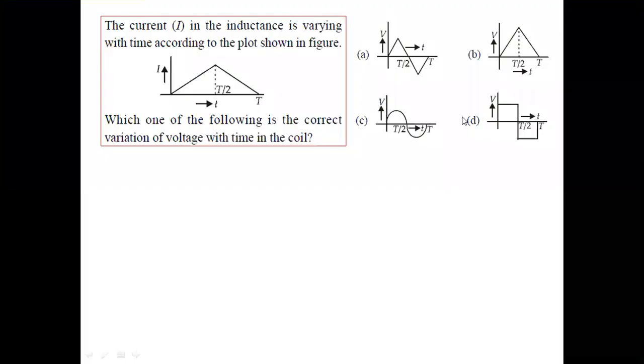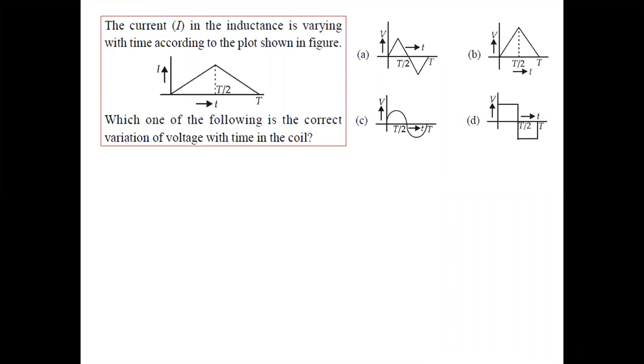Again, a small diagram. Of course, this concept comes in both EMI as well as alternating current. The current I is plotted as a function of time, where in an inductance, meaning you have an inductor, it has a property called inductance. The current in the inductance is varying with time according to the plot. Which one of the following is the correct variation of voltage with time in the coil?